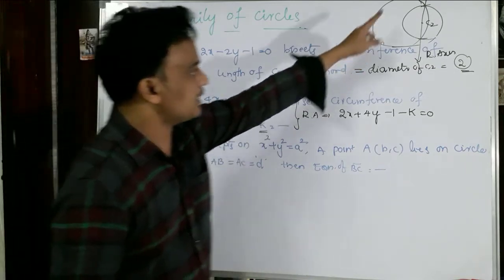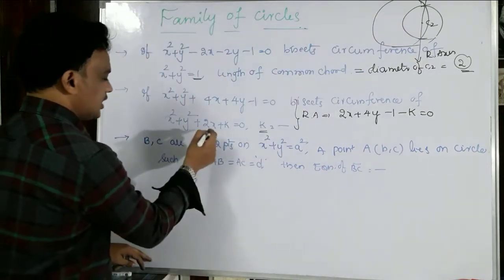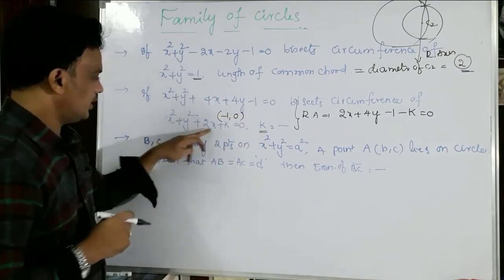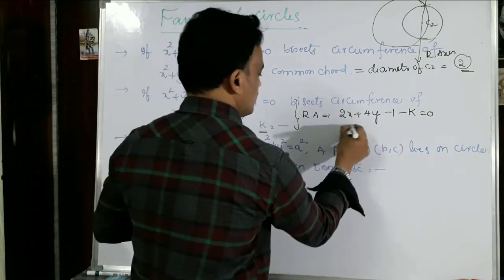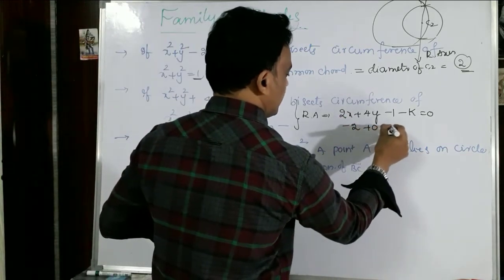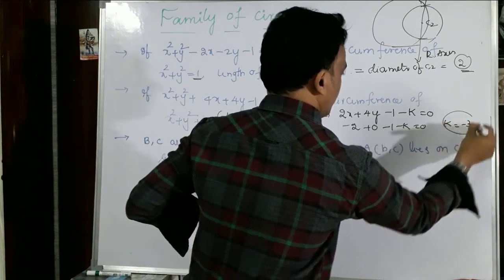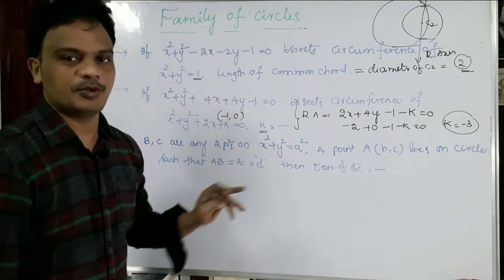Now, this radical axis is passing through the center of the second circle. What is the center of the second circle? Minus 1 comma 0, no y term. So, x is minus 1, which gives minus 2 plus 0 minus 1 minus k equals 0. So, k equals minus 3. Like this, we will get some different problems.